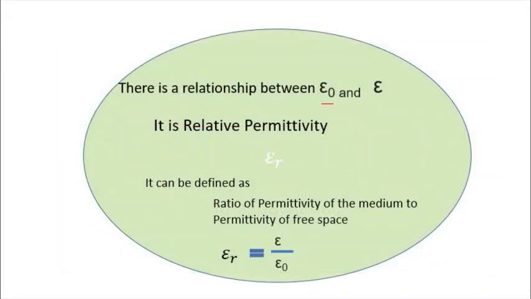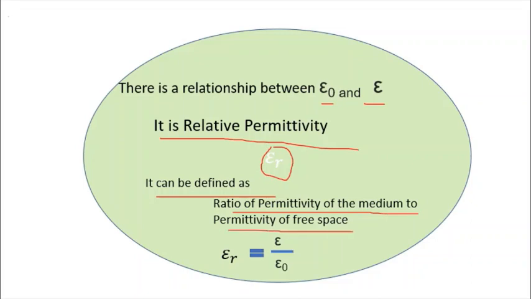The relation between epsilon 0 and epsilon is known as relative permittivity, that is epsilon r. Relative permittivity is defined as the ratio of permittivity of the medium to permittivity of free space. Epsilon r is equal to epsilon by epsilon 0. It's a mere number.